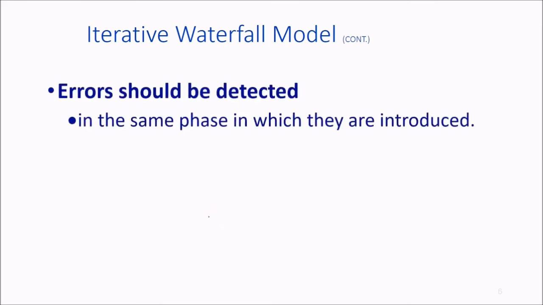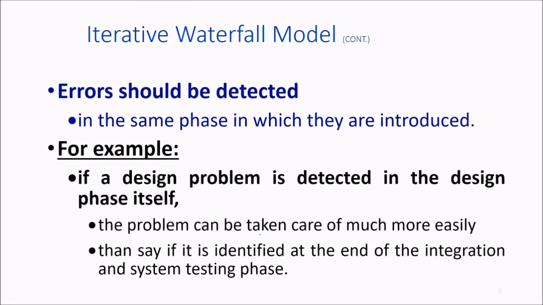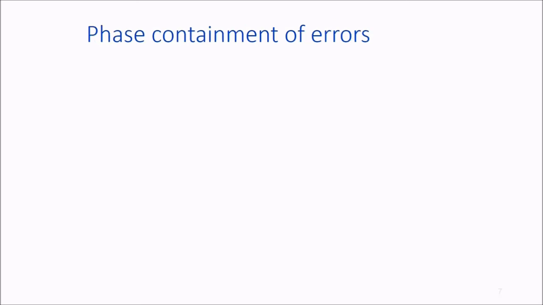Errors should be detected in each and every phase wherever they are introduced. For instance, if a design problem is detected in the design phase itself, the problem can be taken care of there in that phase quite easily. Then say it is identified at the end of the integration or system testing phase. Then phase containment of errors.